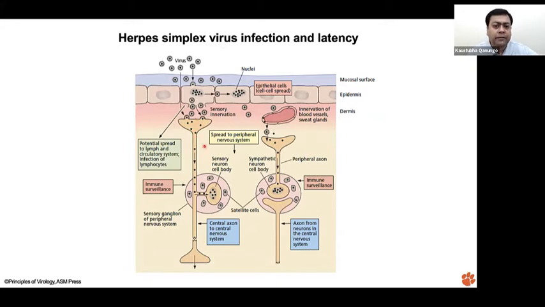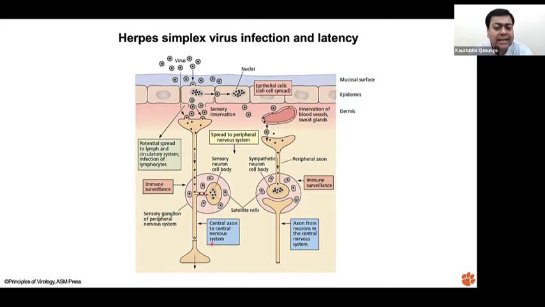So after it gets into the sensory neuron, it can go into the body of the sensory neuron, and it can actually replicate right here. But most of the time, the immune surveillance cells can keep them in check in this position. On the other hand, sometimes it can move from here, from the sensory ganglion, towards the central axon to the CNS.